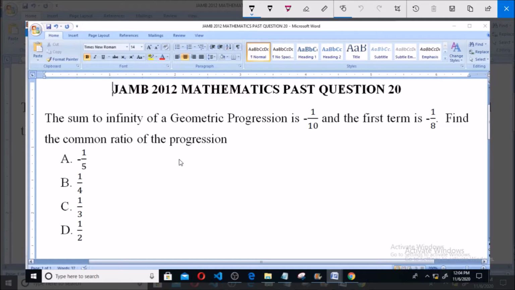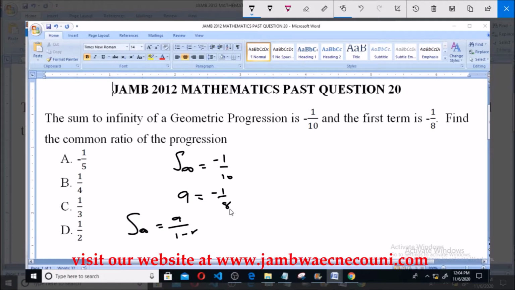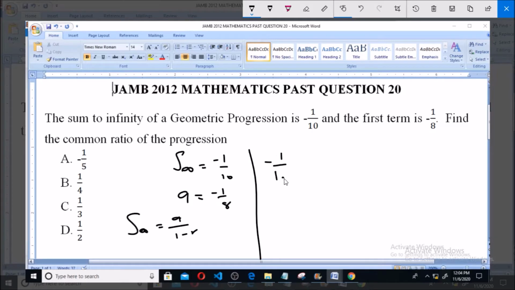Now the sum to infinity of this progression is equal to minus 1 over 10, and the first term a is equal to minus 1 over 8. Now we know that sum to infinity is given as a over 1 minus r. Now we have our sum to infinity to be minus 1 over 10 and a to be minus 1 over 8. Now we are asked to find r, which is the common ratio. That means minus 1 over 10 is equal to minus 1 over 8, all over 1 minus r.